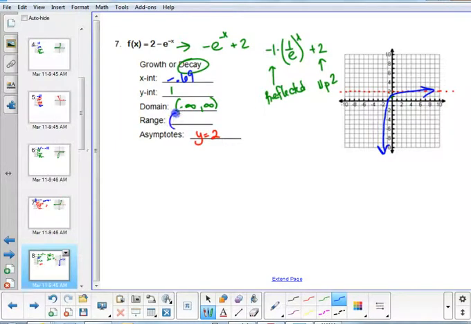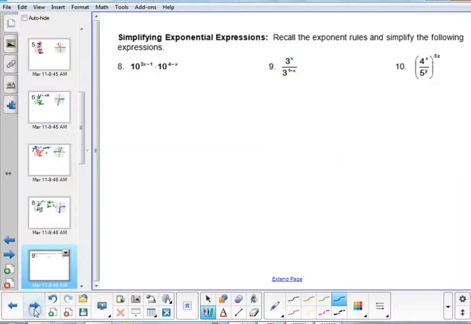So now I can see that my range is negative infinity up to 2 with a parenthesis, because the asymptote does not allow it to actually hit the function at 2.